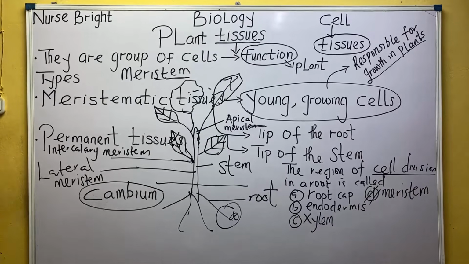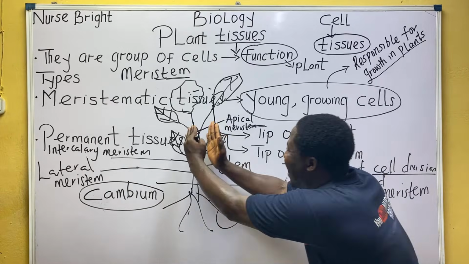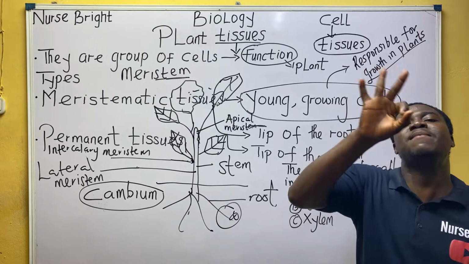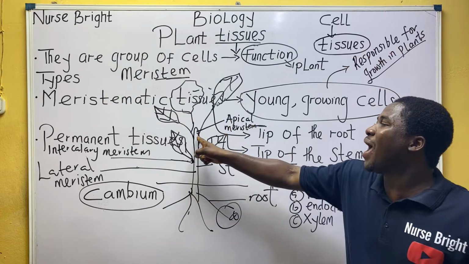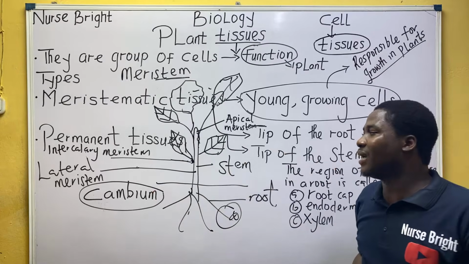So pay attention. The cambium, where is it found? That's the question we ask ourselves. The cambium is found in the stem. Everybody, the cambium is found in what? Stem. I repeat, this thing we are seeing is found in the stem. Remember, a stem has three major meristematic tissues. Some are found in the apex, called the apical meristem, or apical meristematic tissues.